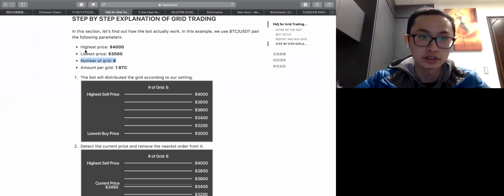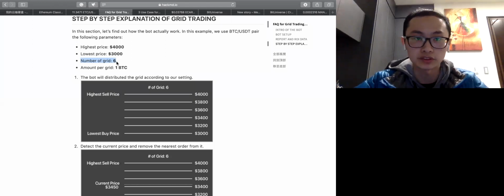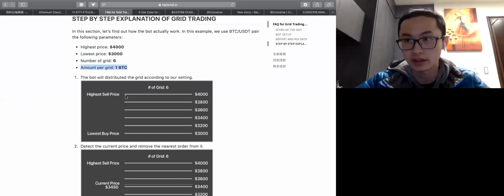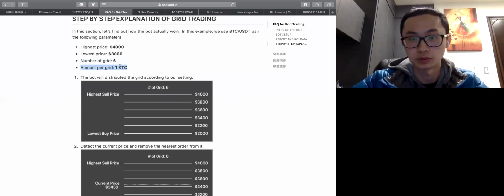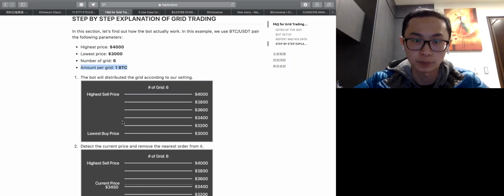After deciding the price range and the number of grids, the other parameter we need to decide is the amount per grid. The amount per grid means how many Bitcoin we want to buy or sell in each grid. So let's set the amount per grid to 1 BTC, which means each grid will have a 1 BTC buy order or sell order.